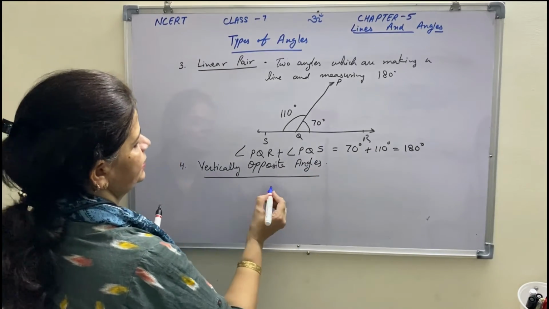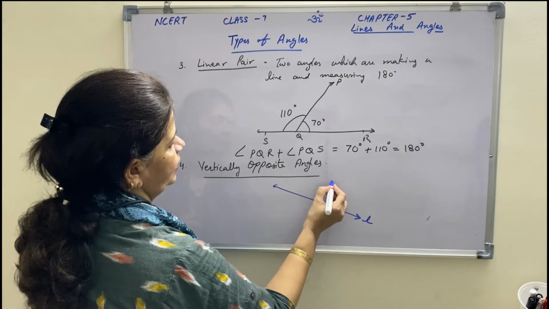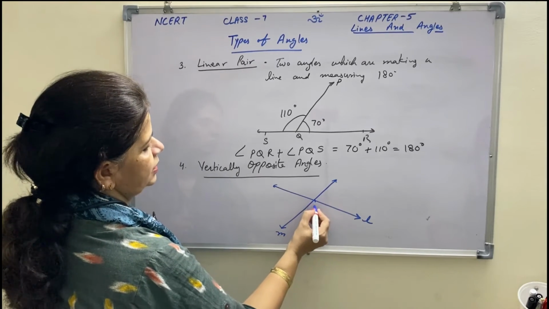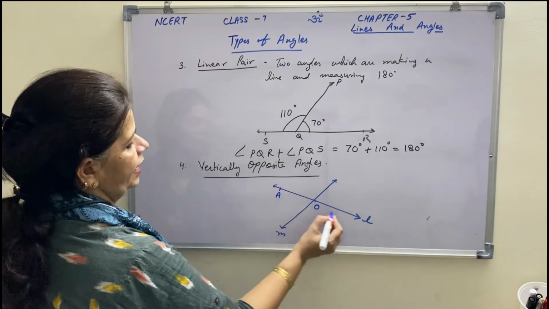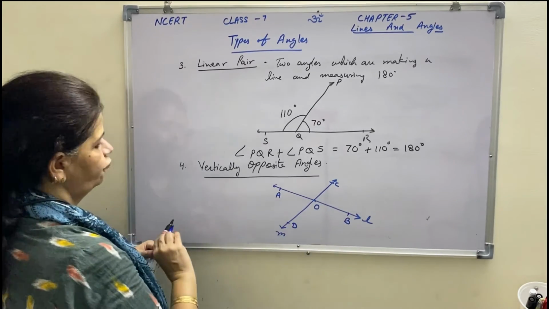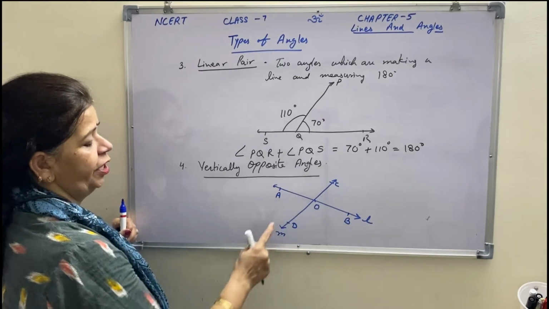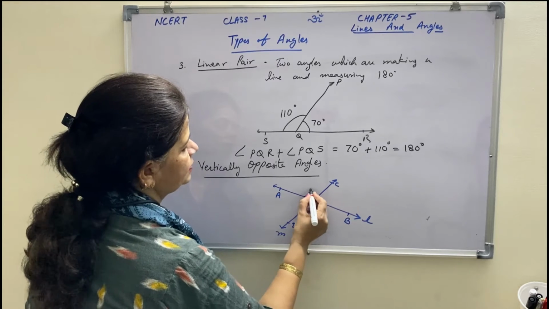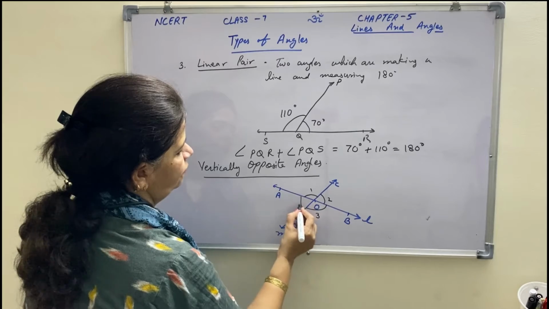When two lines intersect each other, suppose I have a line L and another line M. L and M are crossing each other at a point O, and if I name them, this line AB and this line CD, so four angles are formed when two lines cross each other at a point. Four angles are formed. We can name them as 1, 2, 3 and 4.